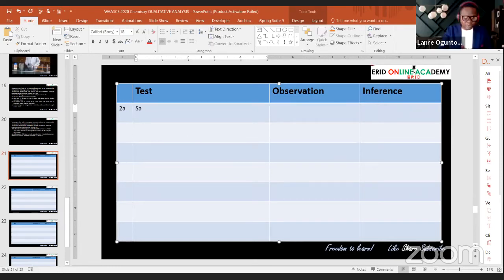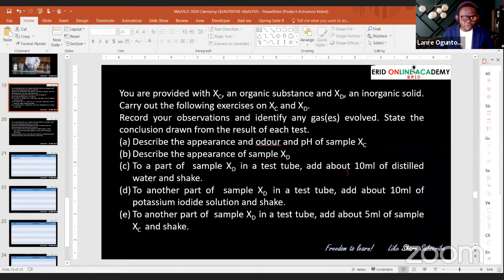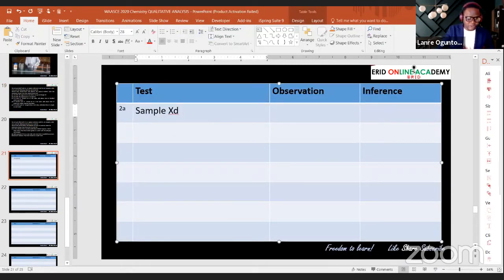I'm sure you can see the things I'm typing. I want to take you through it gradually together. Sample XD, that should be XD. So you get that from your question. XC first, sample XC. Then they say you should find the appearance of sample X, or let me just call it sample C. Find the appearance of sample C. So you're looking for the appearance of sample C.